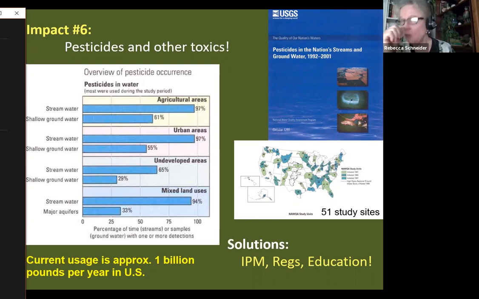And so when they look at the amount of pesticides, they did a study, again, USGS did it. They looked all over the country. They measured stream water and groundwater, and they looked for how many different pesticides were present. On the left is a summary of the number of streams that had one or more pesticides in them of all the samples that they took. And for streams, 97% of all streams had at least one pesticide. 61% of groundwater had at least one pesticide.